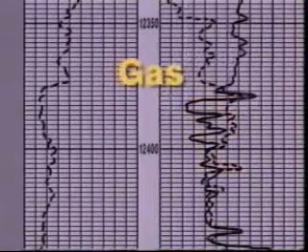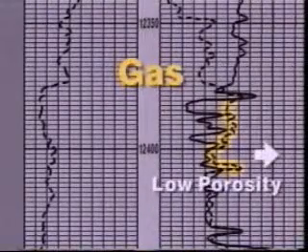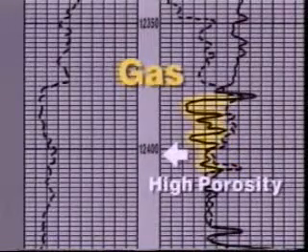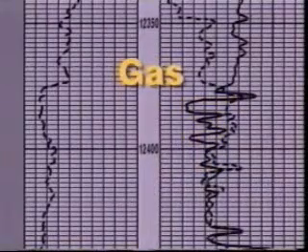20%. We recall that the presence of gas, which has a considerably lower hydrogen concentration than water or liquid hydrocarbon, will cause the neutron curve to read too low. Also, the low density of gas compared to water or oil will cause the density curve to read too high. Thus, this type of curve separation on the neutron density combination log is often an excellent indication of gas.